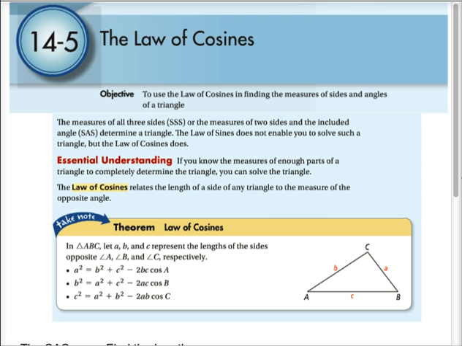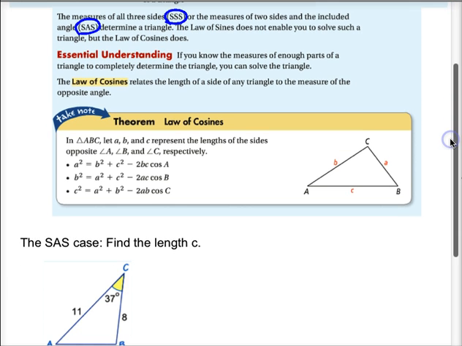Now, the two cases that law of cosines is associated with are side, side, side. So if you have three sides, you can use law of cosines. Or if you have side, angle, side, that is another case where you would be able to use the law of cosines.